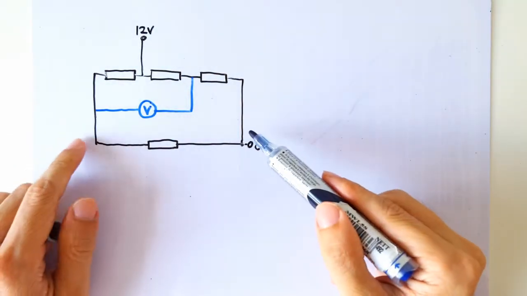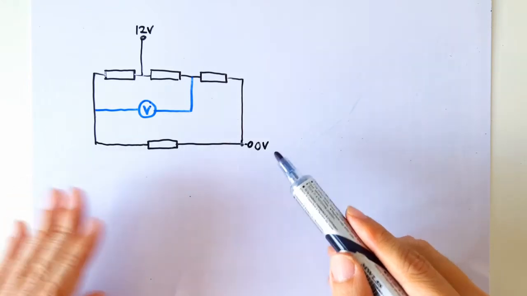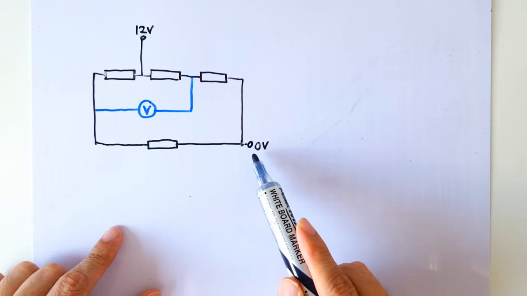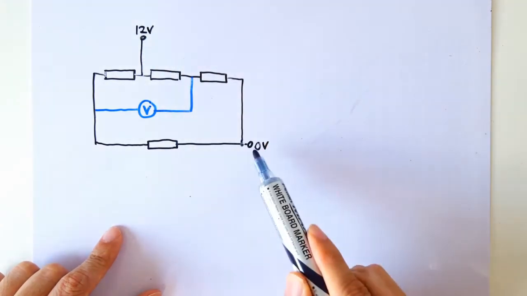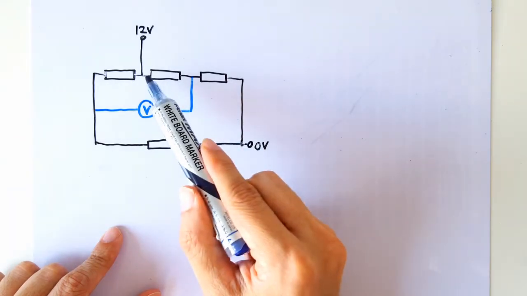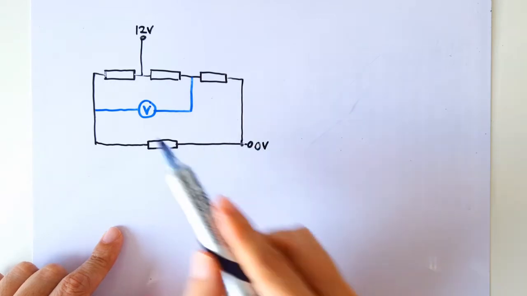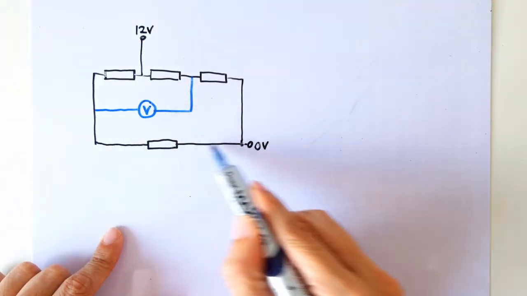Okay, the first thing we should do is try to redraw this circuit into something that looks simpler. So you know there's a 12 volts potential here and a 0 volts potential here. So you know that current will be pushed from here to here. So you should imagine how a current would run from this point to this point. So one possible path is to go from here to here.